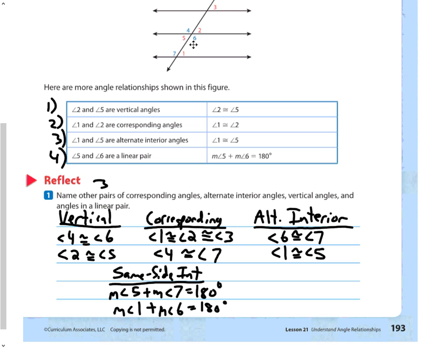And then I found some same side interior angles. I know we already listed one of those, but 5 and 7, those are on the same side on the interior of the parallel lines, so those are supplementary. They add up to 180. And then the measure of angle 1 and 6 are also supplementary. They add up to 180.